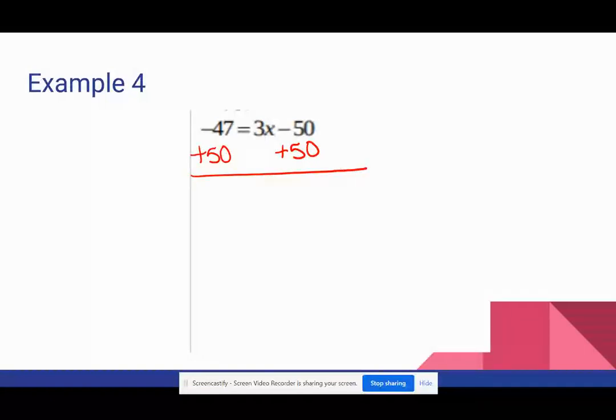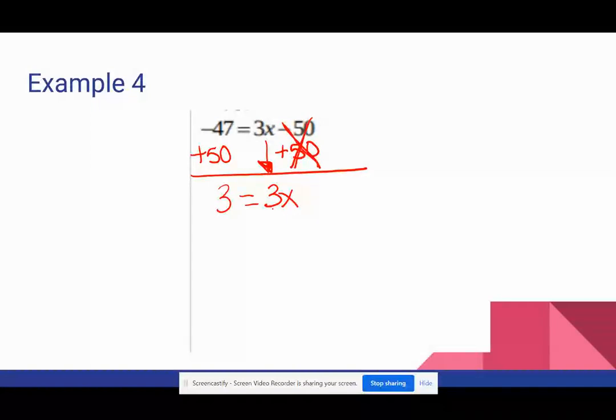On the left-hand side, negative 47 plus 50, put it into your calculator. Negative 47 plus 50 is positive 3. So 3 equals, 3x gets to drop down because we didn't do anything to it. Negative 50 plus 50 cancels out, so we cross it out.